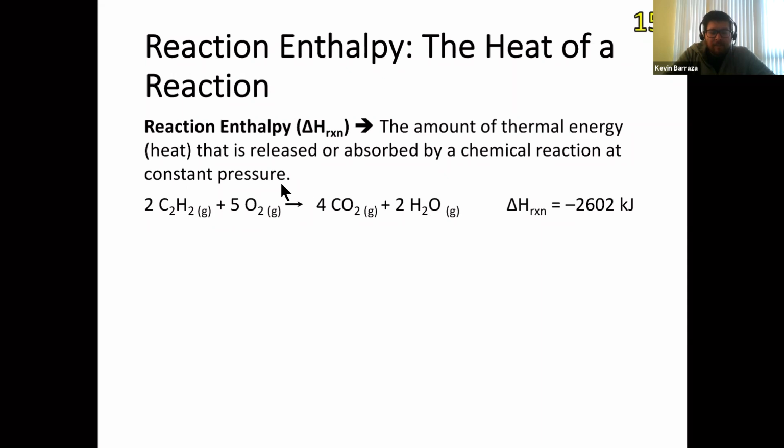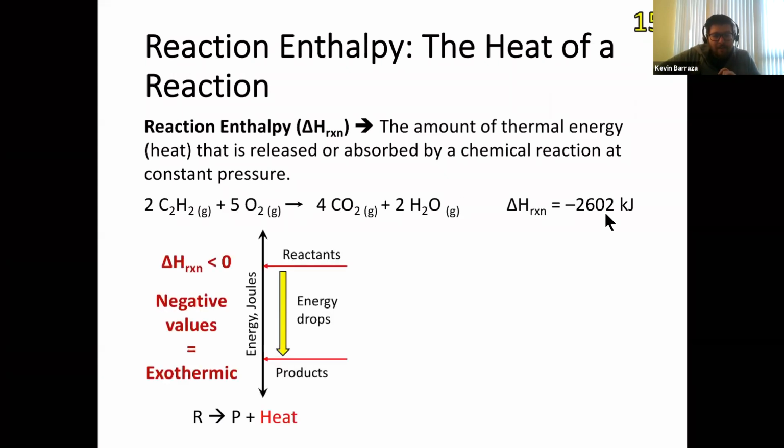So how does it look? Oftentimes it's written beside a balanced chemical equation. So not in the balanced chemical equation, but beside it. For example, this chemical reaction has a delta H reaction of minus 2602 kilojoules per mole. Just a reminder, since it's been a while since we talked about energy in the sense of heat changes, that exothermic means we have negative heat values.